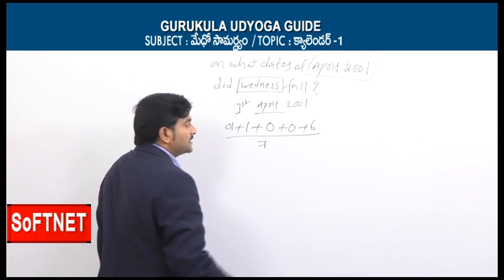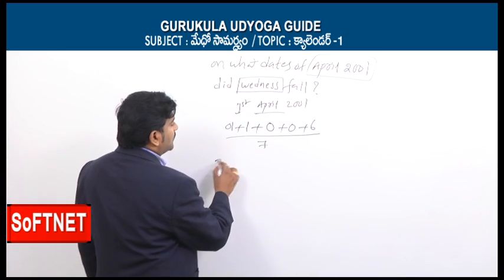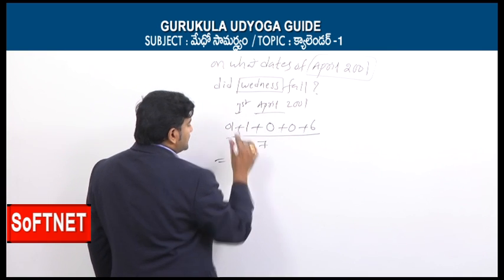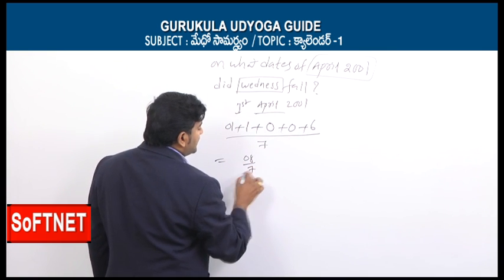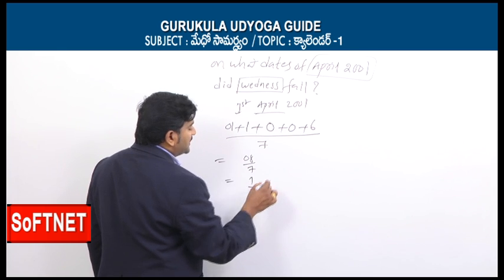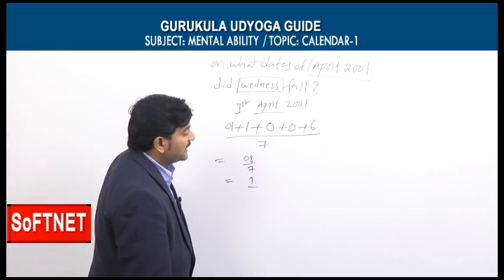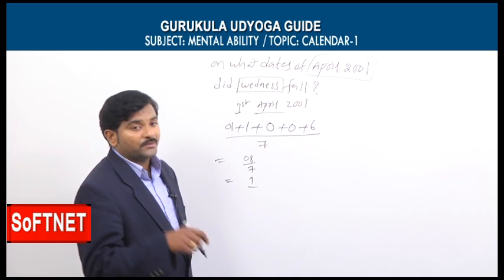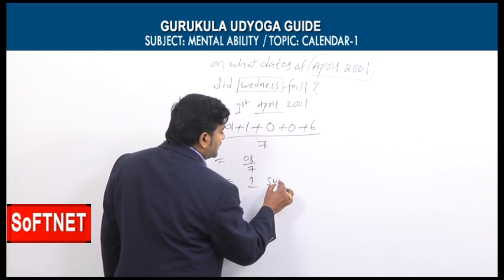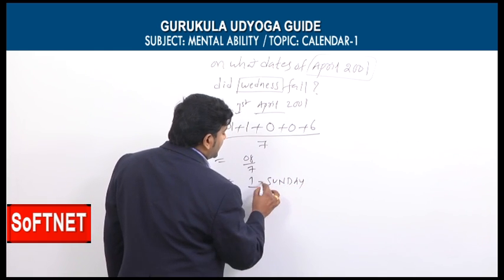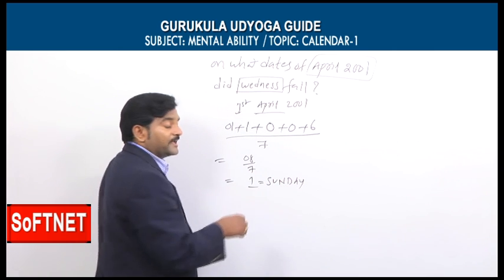Similarly, for 2001 you get 6 as the century code. All these parameters are divided by what? 7. So now what will we get? 6 plus 1 is 7, 7 plus 1 is 8, 8 by 7. What is my remainder? 1. If I get remainder 1, what does it mean according to the day codes? This day must be Sunday. The remainder I am getting is 1, that's why I am getting Sunday.